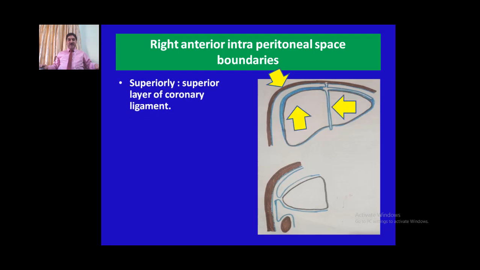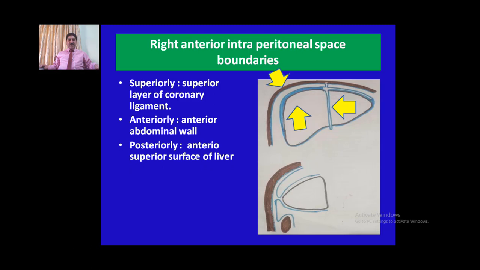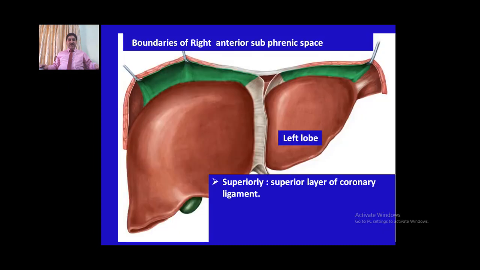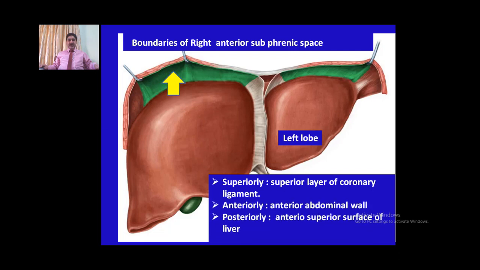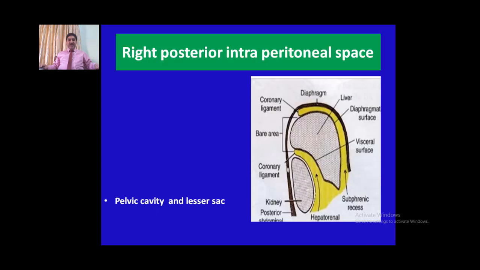this space is bounded superiorly by superior layer of the coronary ligament, anteriorly by anterior abdominal wall, posteriorly it is bounded by anterior superior surface of the liver, and on left side it is bounded by falciform ligament. So the boundaries are: superiorly superior layer of the coronary ligament, anteriorly anterior abdominal wall, posteriorly anterior superior surface of the liver, and on the left side falciform ligament.